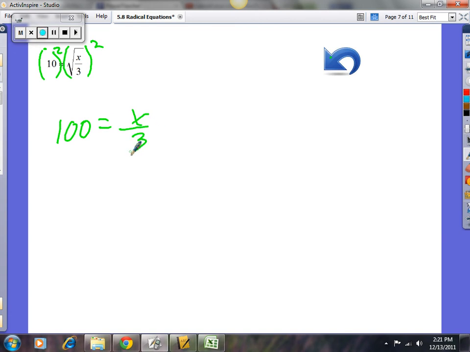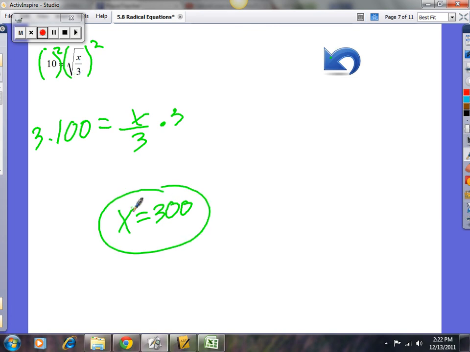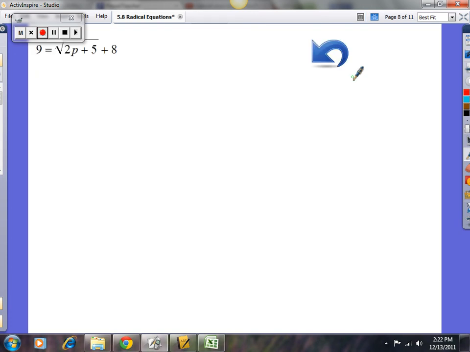Now, how are you going to undo that 3? Times by 3. Instead of dividing by 3, the opposite of that, times by 3. What's 100 times 3? 300. X equals 300, but you're not so sure. Plug it in. You have to plug it in. What's 300 divided by 3? 100. What's the square root of 100? So, yep, we're sure. That's it.